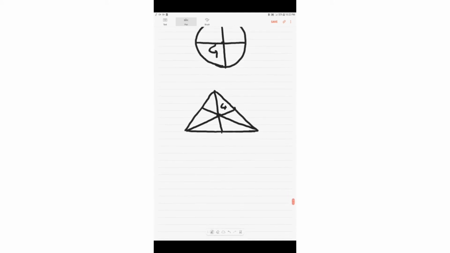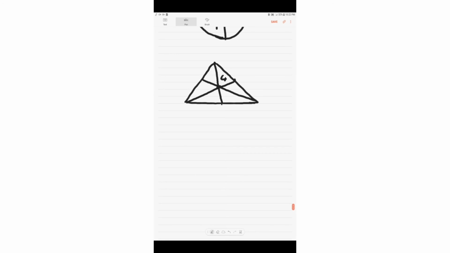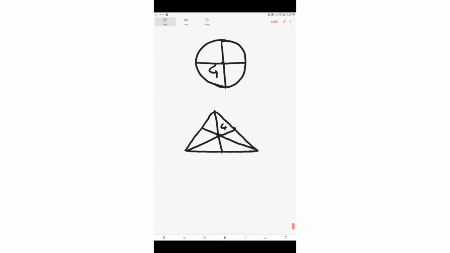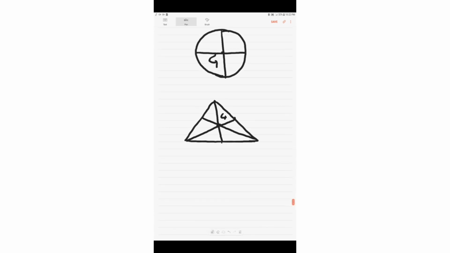If the object is a circular ring, again its center of gravity will be in its center. So center of gravity will lie in its center. This point is the center of gravity of the ring. You can balance this ring at this point. Actually it will balance at this point.